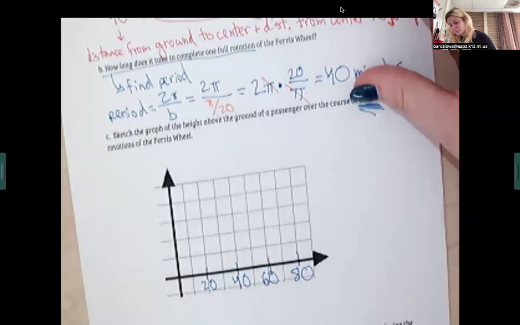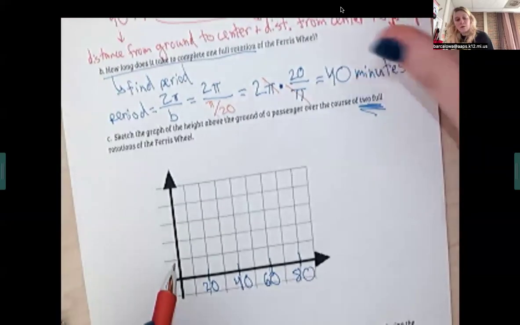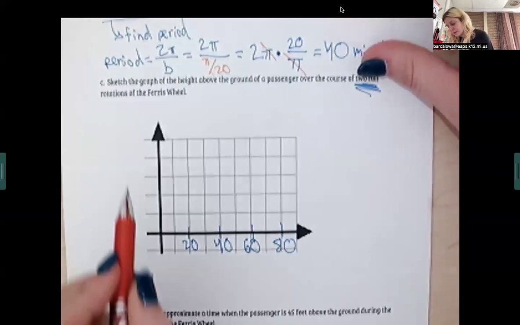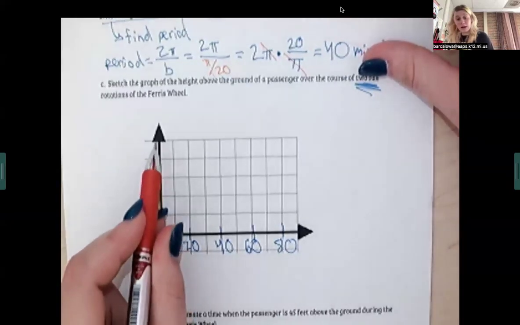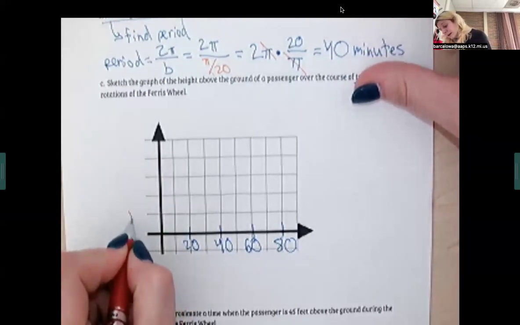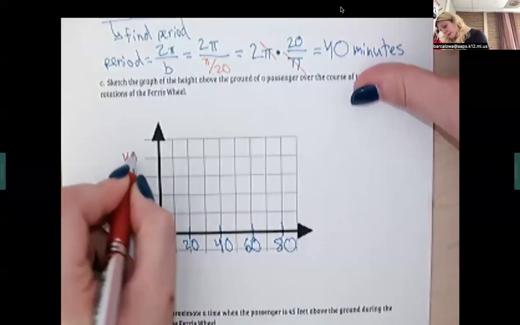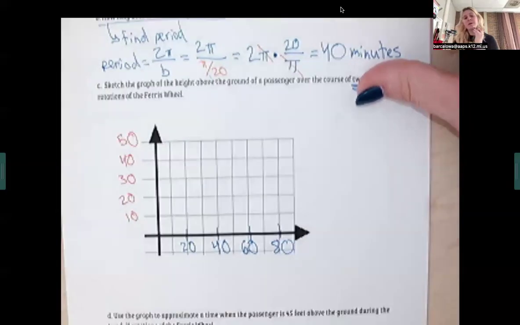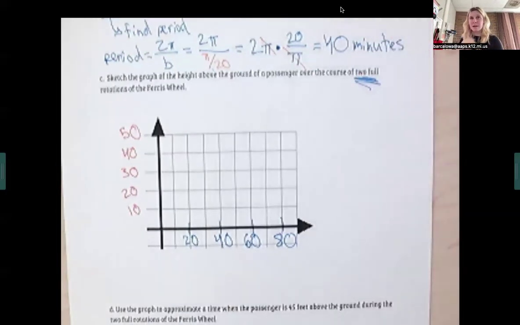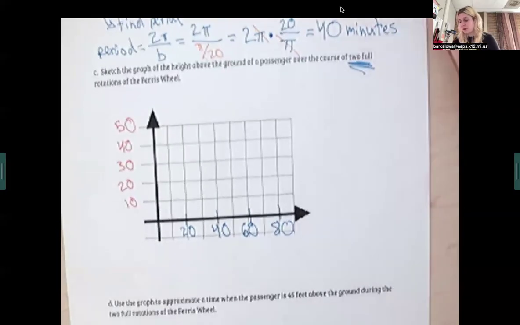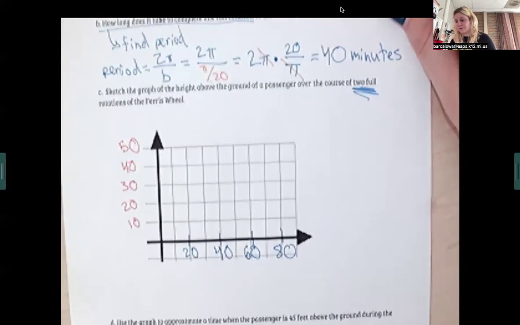Okay, what's my height? 50 feet. Let me see how many. Always kind of got to plan ahead here, right? So I got 1, 2, 3, 4, 5. Okay, perfect. So I'm just going to label this 10, 20, 30, 40, 50. Okay, if that wasn't enough, maybe I would have had to count by 20s or something. Okay, so now let's sketch that graph.